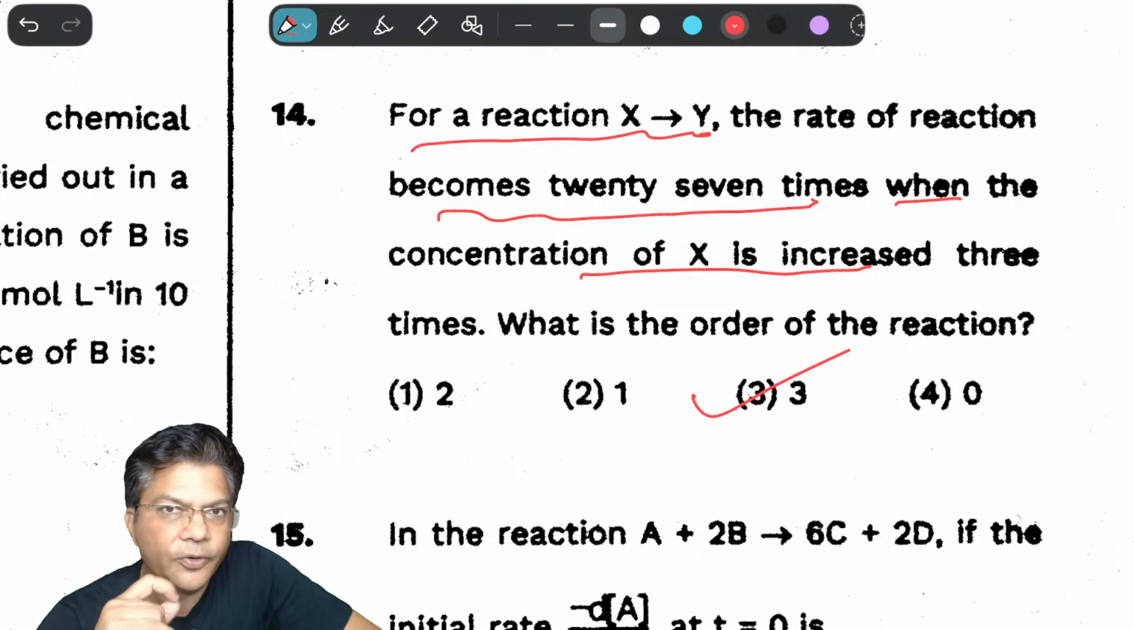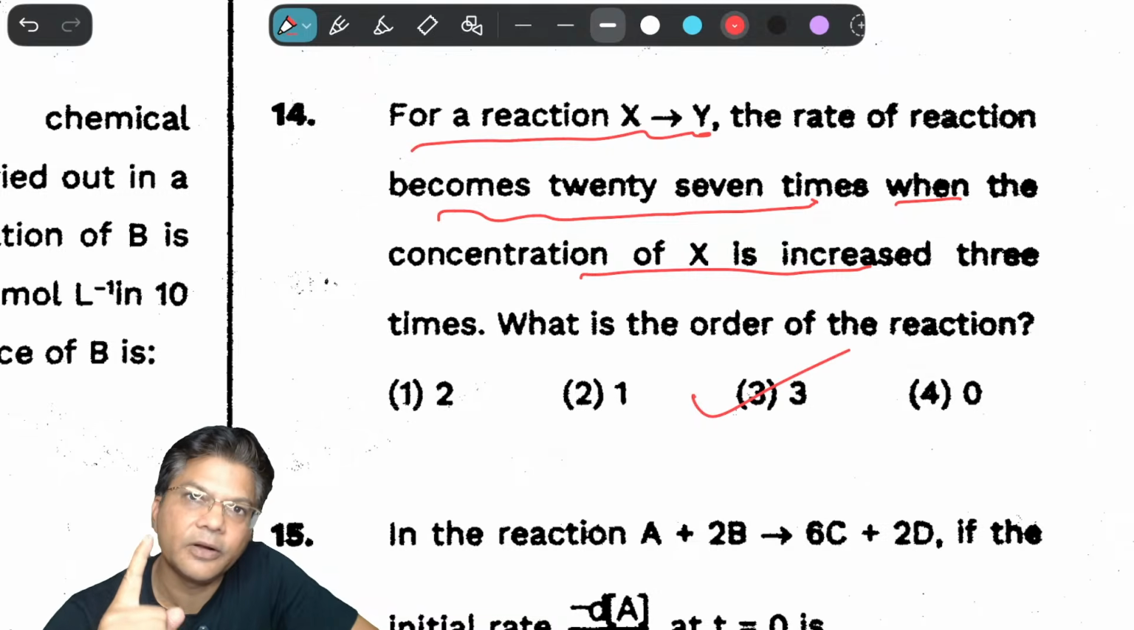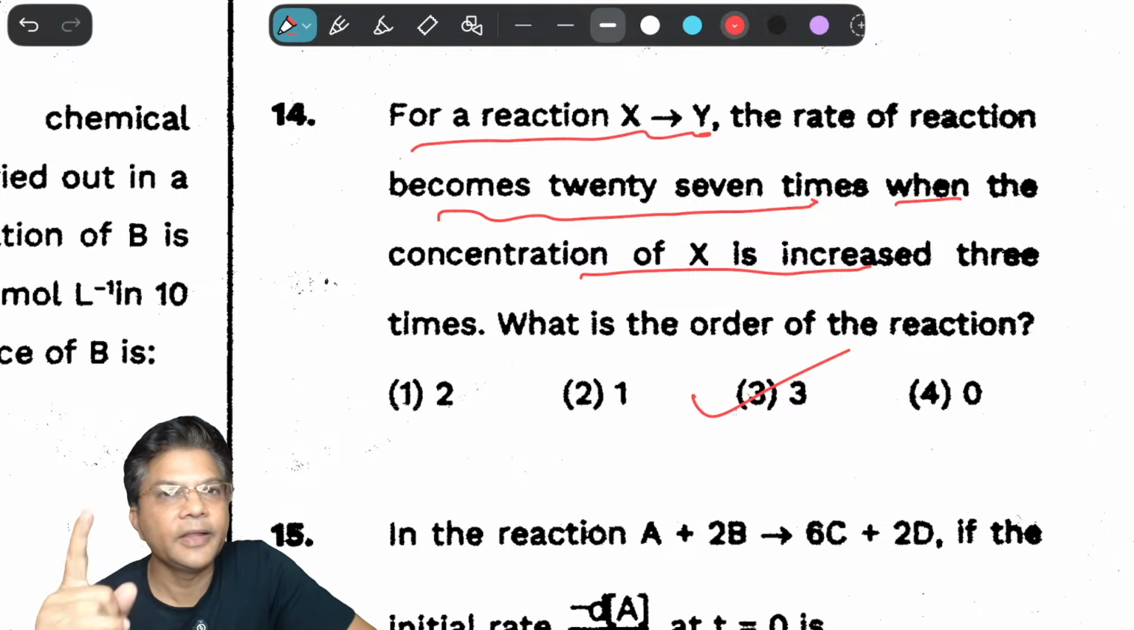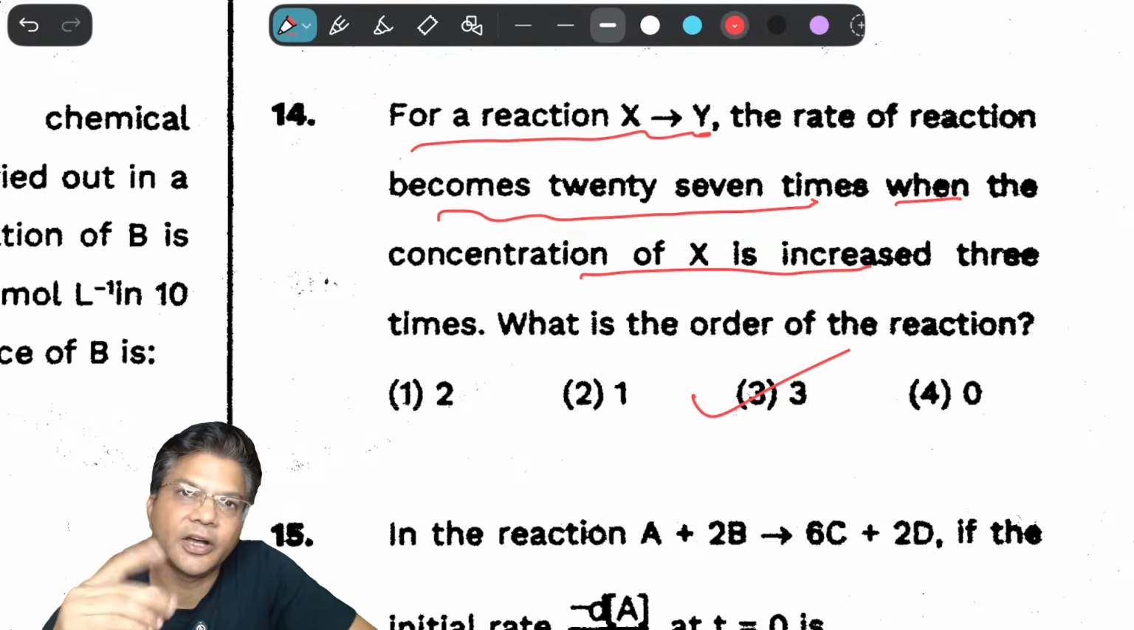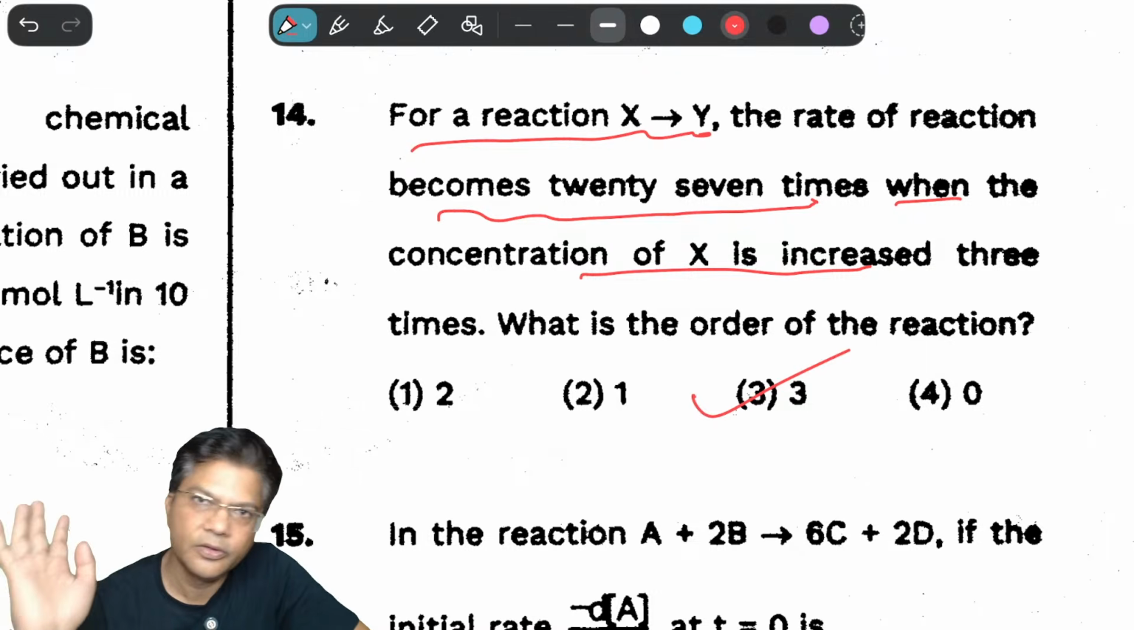If the power is 0, then there is no effect of a change in concentration. If the power is 1, order of reaction is 1, then if you are increasing the concentration 3 times, the rate will become 3 times, but this is not the case.